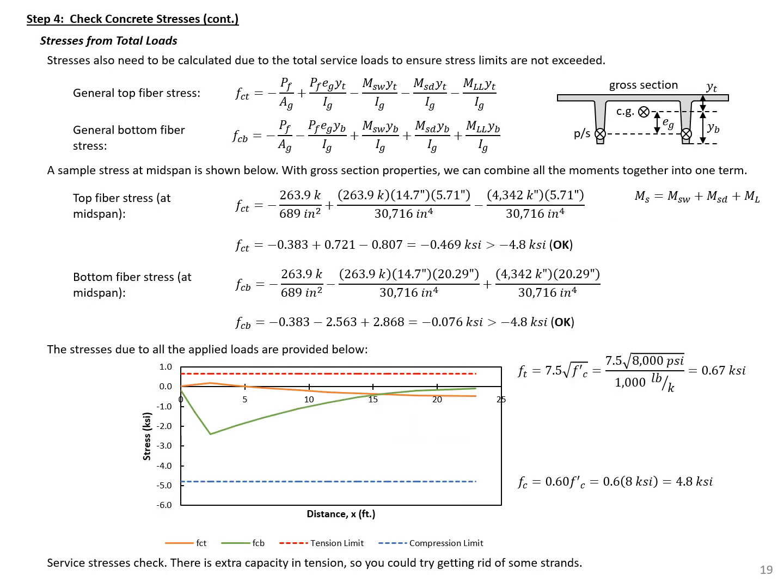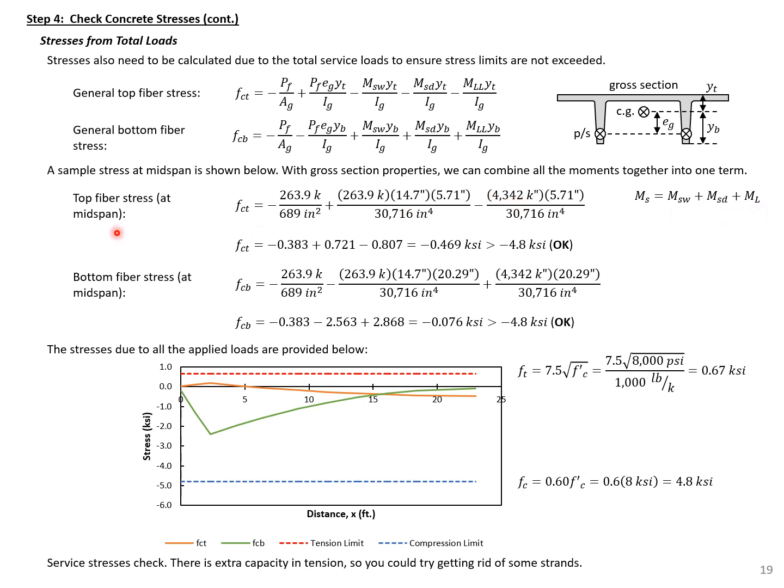The last set of stresses that we need to check are our stresses from all of our total loads. So you can see we're still looking at final time, so we're still using P sub F, but now we include our self-weight moment, our superimposed dead load moment, and our live load moment. Because we're using gross section properties with the force on the tendon approach, we can combine all of our moments together to get a total moment here.